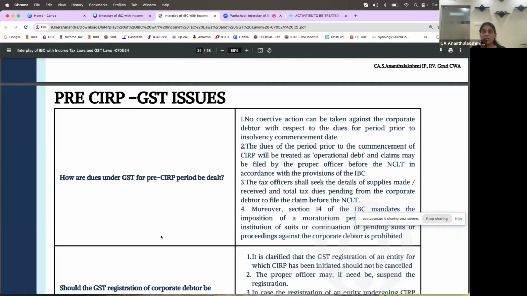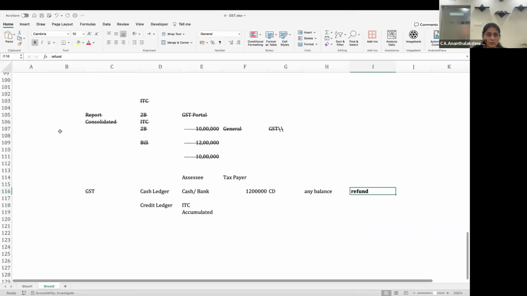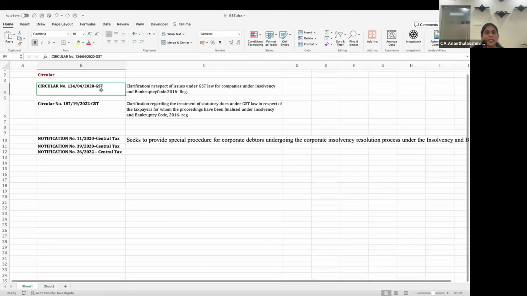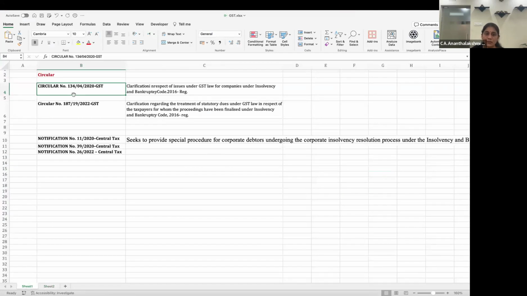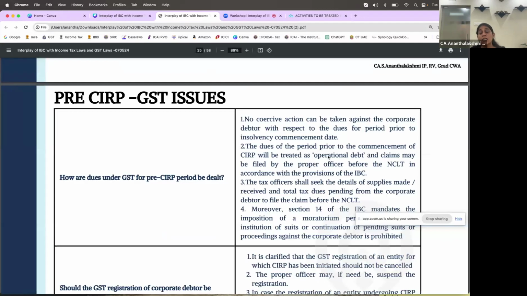It is a circular. I'll just say the circular number so that it can be used. The circular number is 134 of 2020. You can quote this circular. Based on this circular, I am not responsible for the dues of the prior period. We can very well comment there. Then next, regarding the dues of the prior period, what will the department do? They can't follow up with me. We have to give some solution to the GST department.